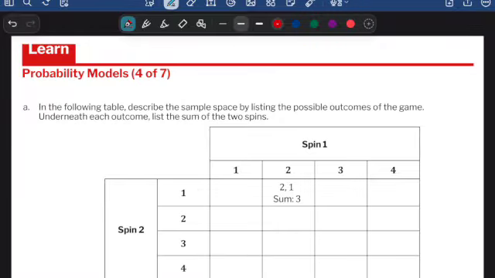So here's a chart, and we're going to complete this table with each of the possible outcomes for the game. And you can see they gave us an example. We could spin a 2 and then spin a 1, and the sum would be 3. So we're going to just finish the rest. Spin number 1 was a 1, spin number 2 was a 1, and our sum was 2. We would spin a 1, then a 2, and our sum is 3. We would spin a 1, then a 3, and our sum is 4. So we're just going to fill out this chart following that example.